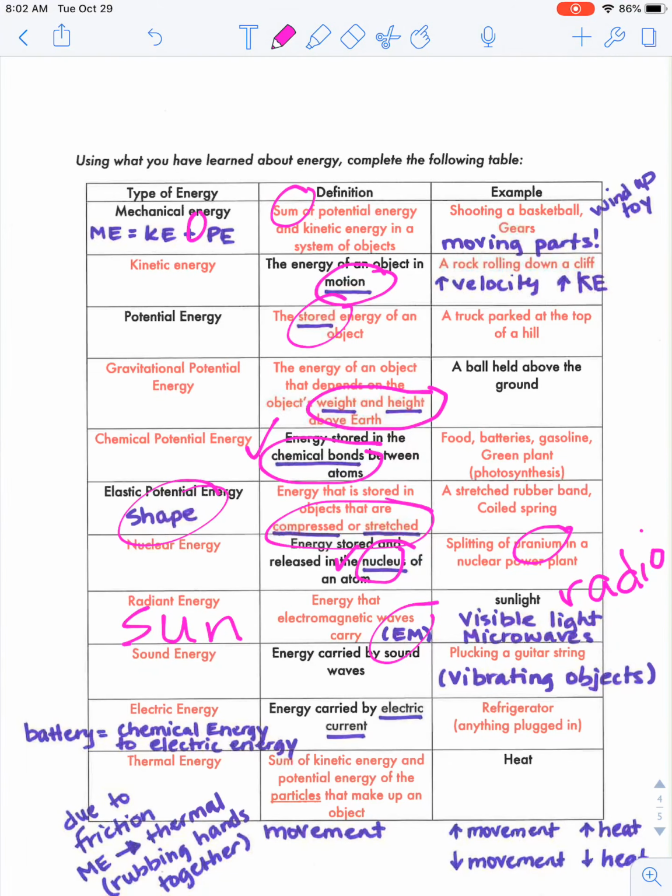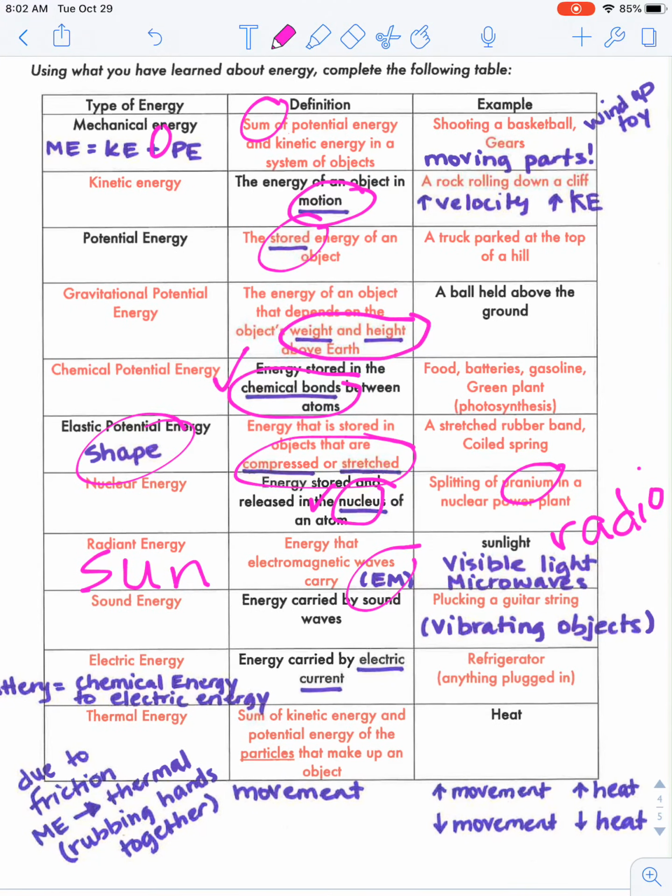Alrighty, sound energy. Energy carried by sound waves. So plucking of a guitar string, vibrating objects are going to produce that sound wave. Radiant energy can travel through empty space, but we're going to learn in our next chapter that sound waves cannot travel through empty space, cannot travel through a vacuum.